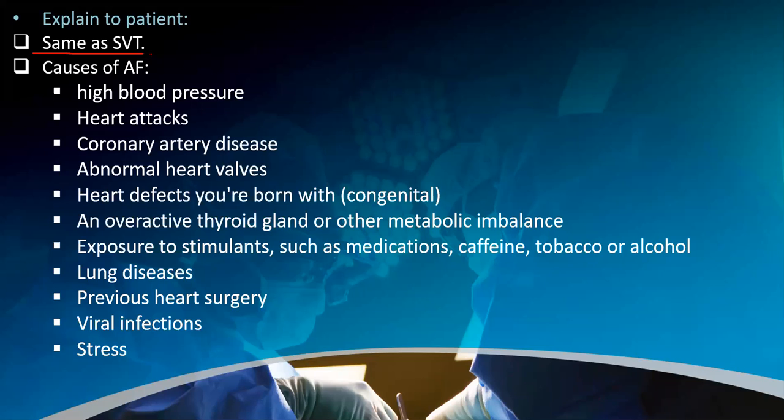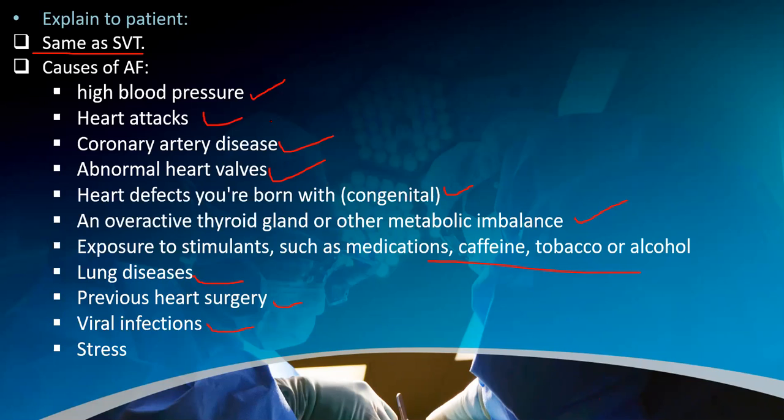You don't need to memorize a lot. After you explain that, then you will say that, well, there could be many reasons why you are having atrial fibrillation. What are the main causes of atrial fibrillation? Hypertension, ischemic heart disease or heart attacks, coronary artery disease, abnormal heart valves, or it could be congenital heart defects that you are born with, overactive thyroid gland, exposure to any stimulant, especially medication, caffeine, tobacco, or alcohol, sometimes previous heart surgery, recent viral infection, lung diseases can also lead to atrial fibrillation.